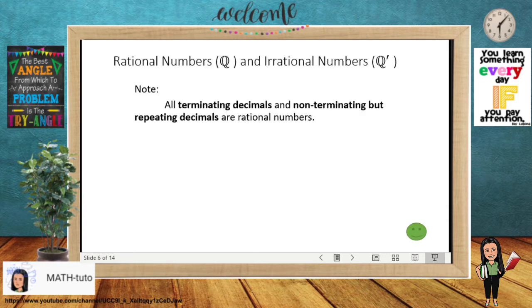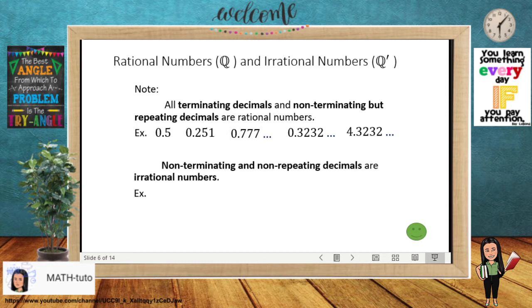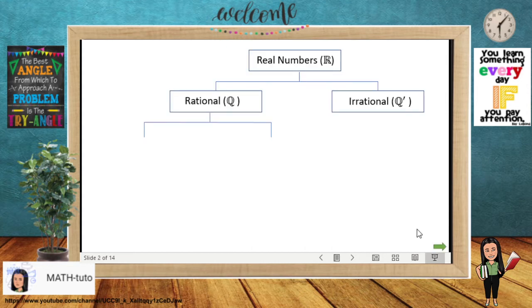Okay. All terminating decimals and non-terminating but repeating decimals are rational. These are examples. And also, non-terminating and non-repeating decimals are irrational. Okay. So this means that if a decimal is terminating, we can express it as a ratio of two integers. And if the decimal is non-terminating but it is repeating, we can also express that as a ratio of two integers.